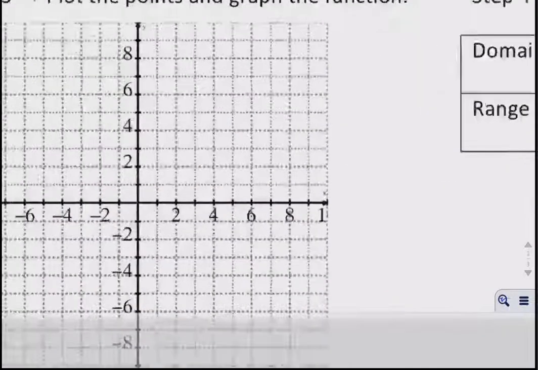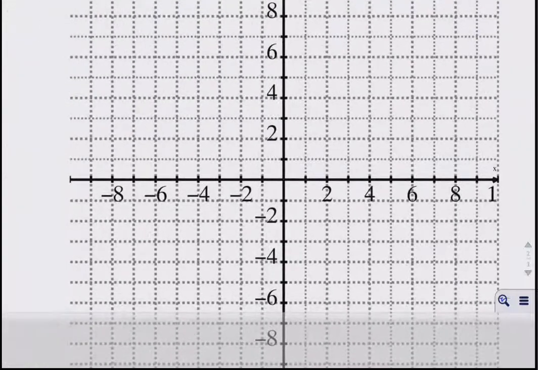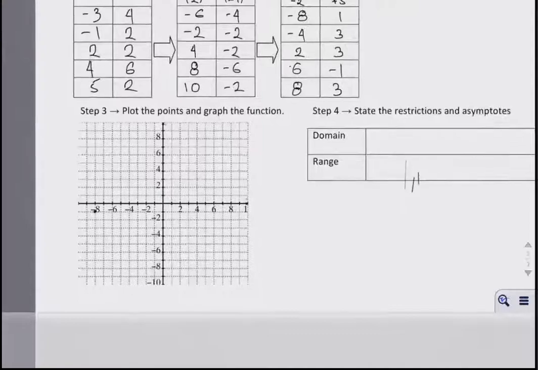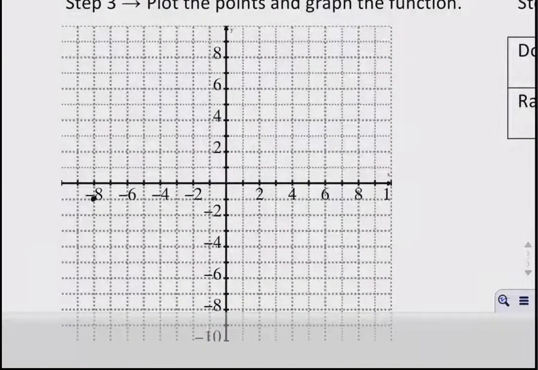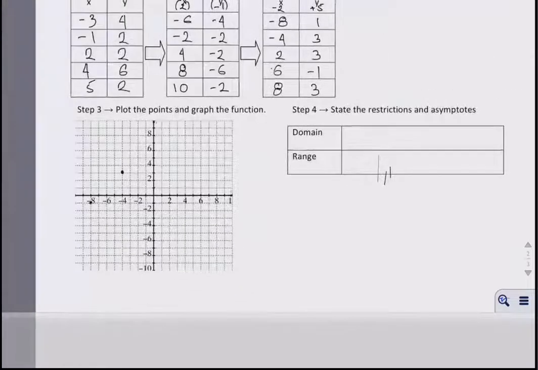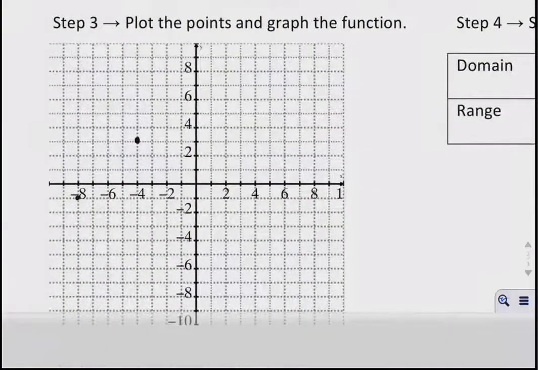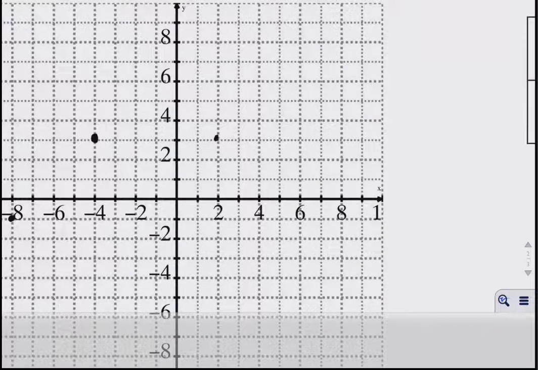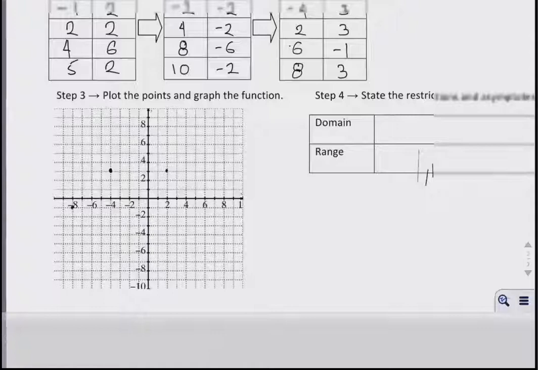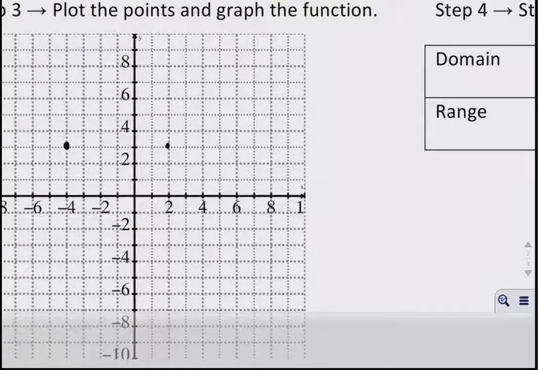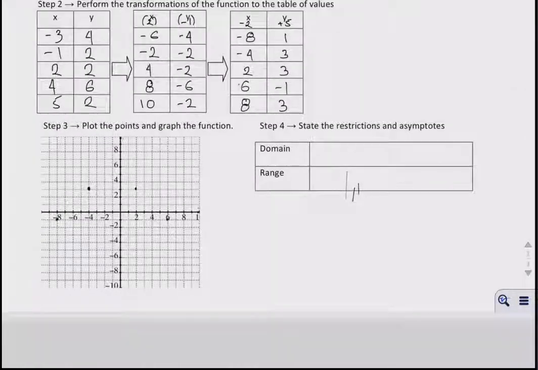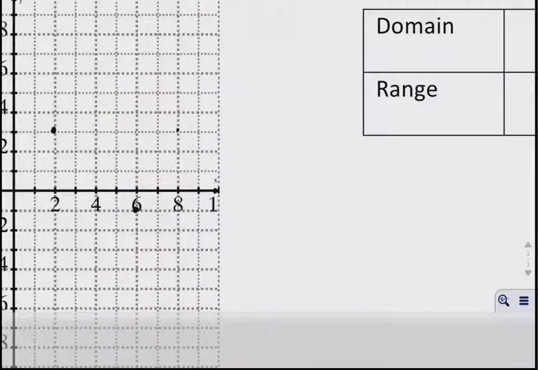So we have -8 and 1. So that means I'm going back 8, down 1 over here. -4 and 3, so back 4, and I go up 3. I then have 2 and 3, right here. 6 and -1, right here. 8 and 3. 8 and 3 brings me here.